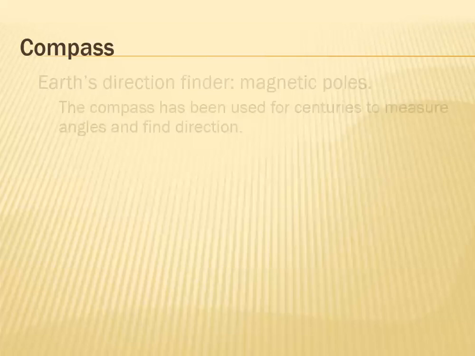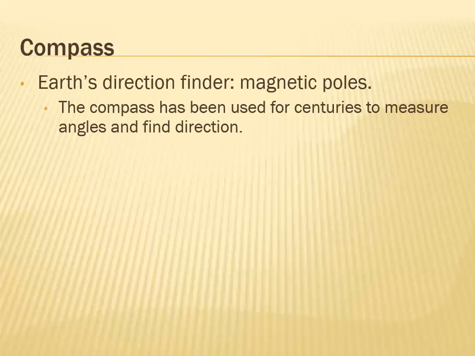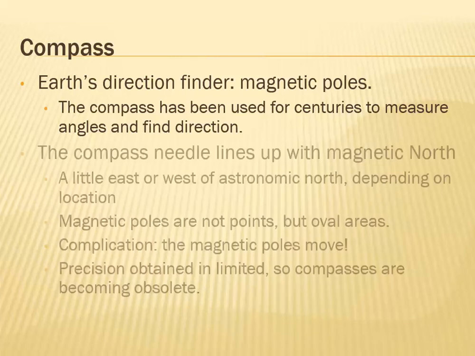But before we do, let's talk about our compass. Your book goes into a lot of detail about what's good and bad about your compass. I'm just going to give it to you straight. Well, before we do, let me tell you this. The Earth has magnetic poles, and the compass has been used for centuries to measure angles and find direction.